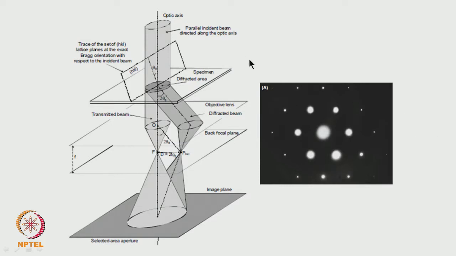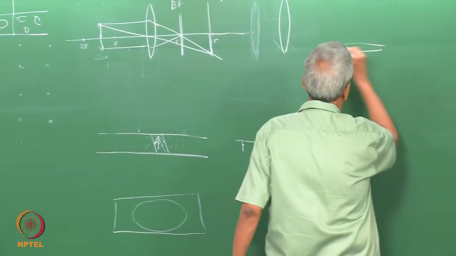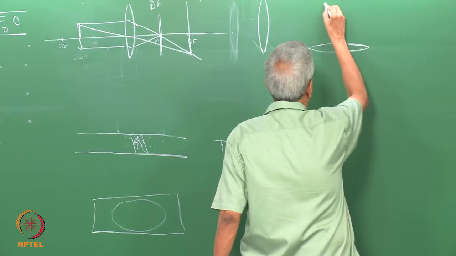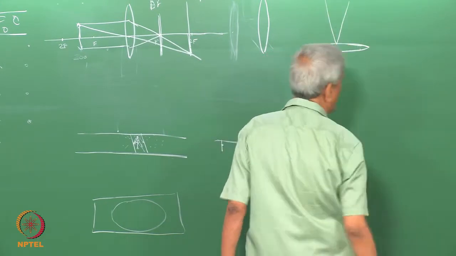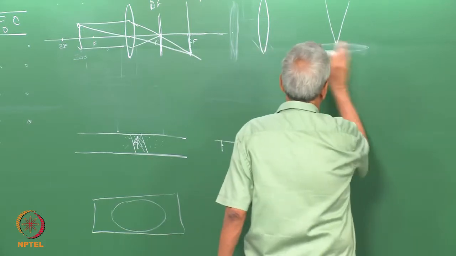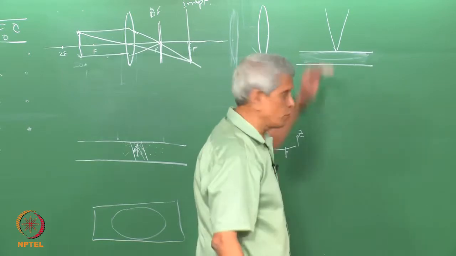Suppose we make the beam convergent. Instead of a parallel beam, we have the lens, and I converge the beam like this. Then what will happen? This is the sample, and I converge the beam onto the top of the sample.